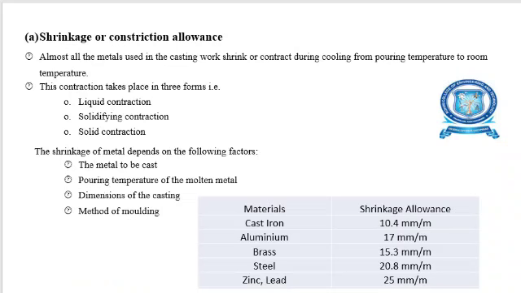Some of the materials have the following shrinkage allowances. Cast iron, 10.4 mm per meter is used for shrinkage allowance. Aluminum, 17 mm per meter shrinkage allowance. Brass, 15.3 mm per meter.